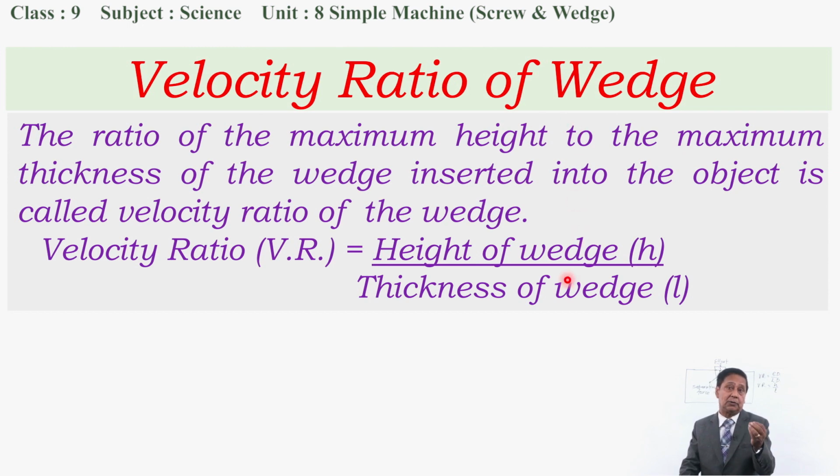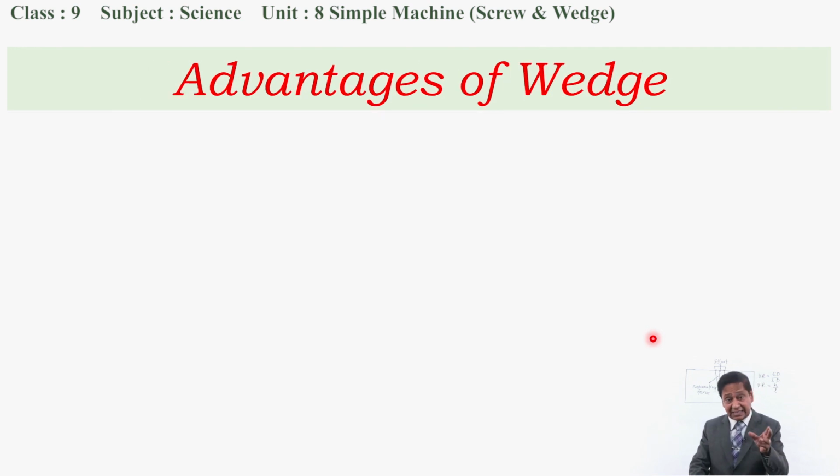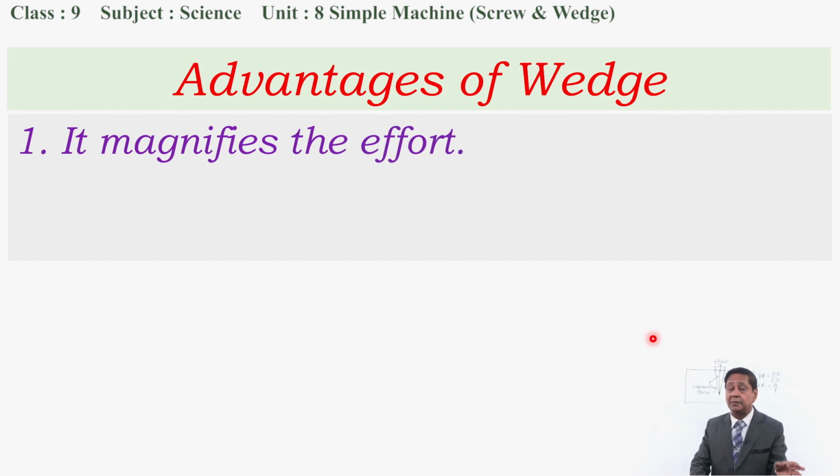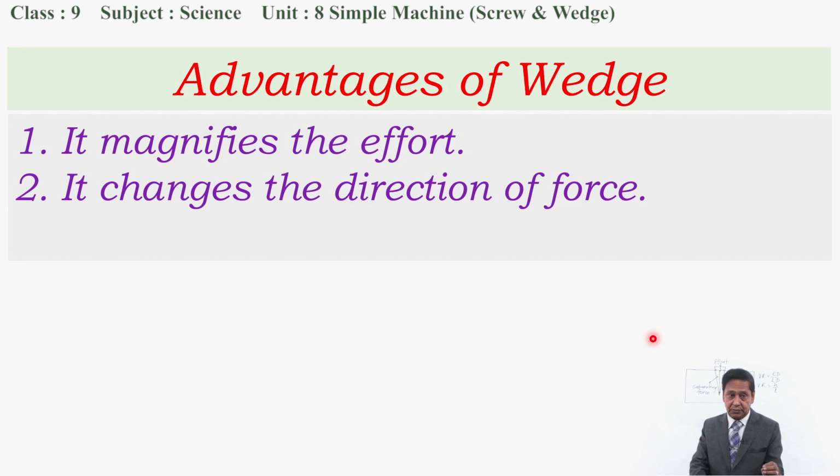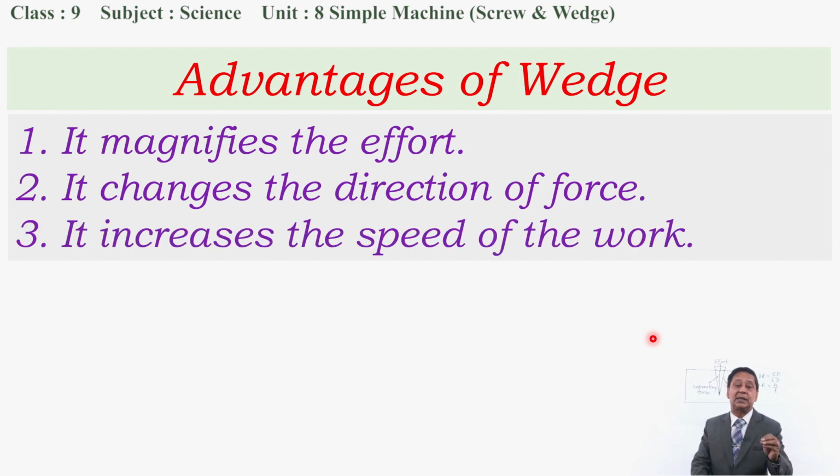Now I want to talk about the advantages of the wedge as a simple machine. These are the advantages of a simple machine. A simple machine magnifies the effort. Another, it changes the direction of force. Another one, it increases the speed of the work. There are three major advantages of a simple machine. Either it magnifies the effort, or it changes the direction of the force, or it increases the speed of the work. If one of these advantages can be taken from a tool or device, then that is called a simple machine.